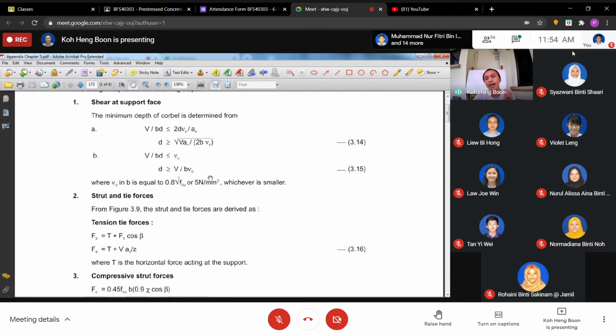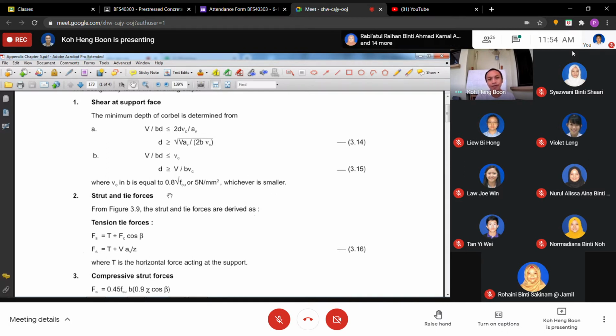So this is the way to estimate the suitable depth to be used to get the dimension. In this case, for VC, suppose there is an equation 0.79 divided by gamma m and so on. But in this case, to get the dimension, you can directly limit it to the maximum allowable shear stress, which is 0.8 root FCU or 5 megapascal, whichever is smaller.